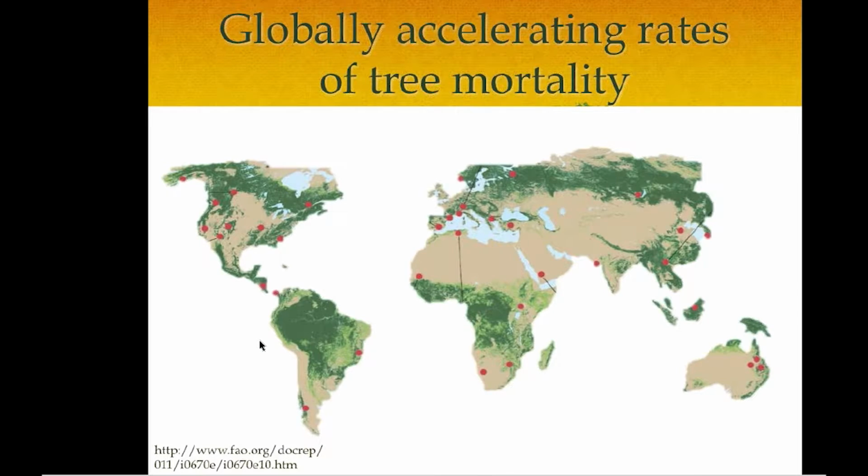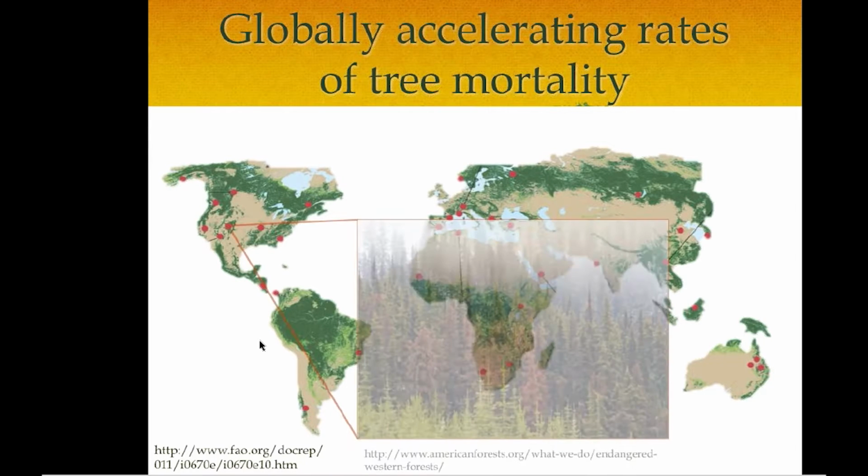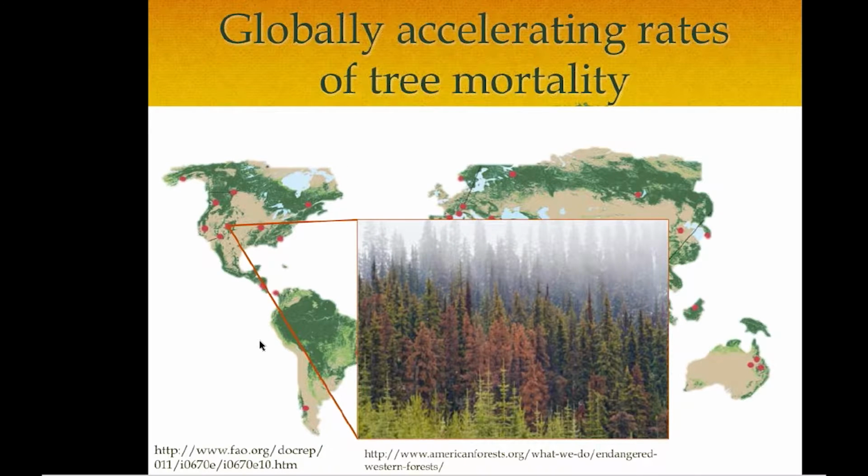So there's been a global acceleration of tree mortality, and you can see by all of the events are depicted by the red dots. But we're going to be specifically looking at this local area, the U.S. Rocky Mountain ecoregion. And this right here is a picture of what subalpine fir trees look like. And the red ones, although they kind of look really cool, they're dead. So that's what a dead tree stem would look like of subalpine fir trees.